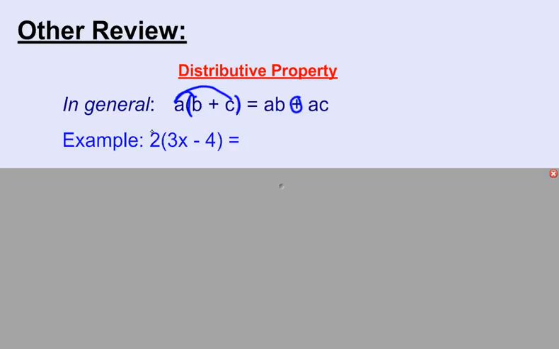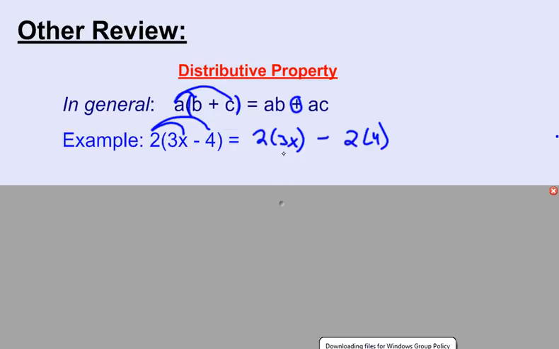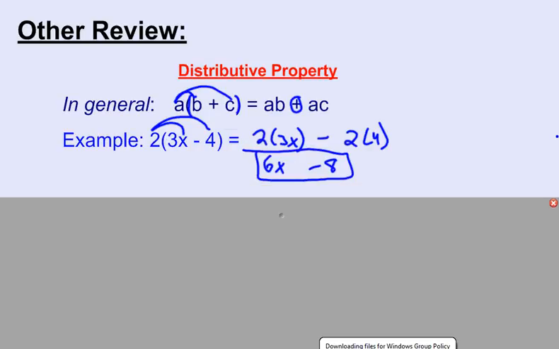With actual numbers, or numbers and variables, we multiply by the same things as well. We do the 2 times 3x, keep the subtraction sign, and then do the 2 times 4. Alright, which will ultimately end up equaling 6x minus 8. Right, that's what it would be when you distribute it.